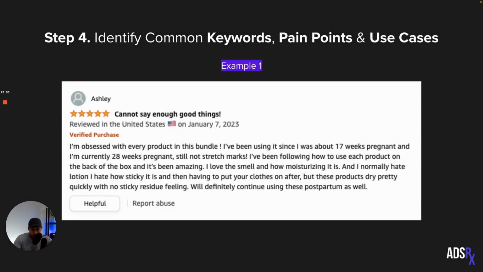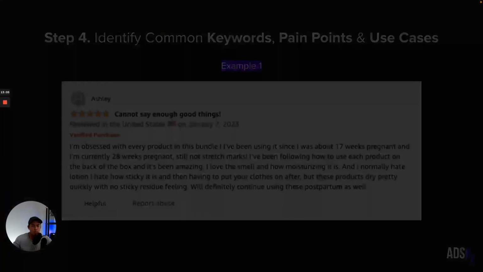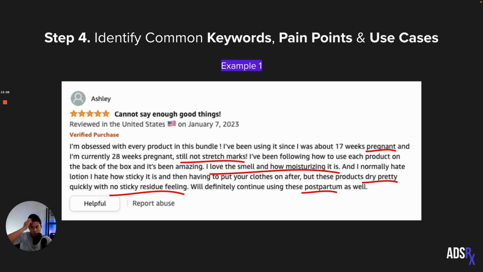So the next step is identifying common keywords, pain points, and use cases. If you don't have the trained eye for this, just because we've done it so many times, you want to be looking for certain keywords. I've underlined them for you. I'm obsessed with every product in this bundle, blah, blah, blah. I'm 17 weeks pregnant. Pregnant, that's a keyword. Still no stretch marks, another keyword. I love the smell and how moisturizing it is. I normally hate lotion, but these products dry pretty quickly. No sticky residue feeling. We'll definitely continue using postpartum as well. So a lot of different keywords in here.